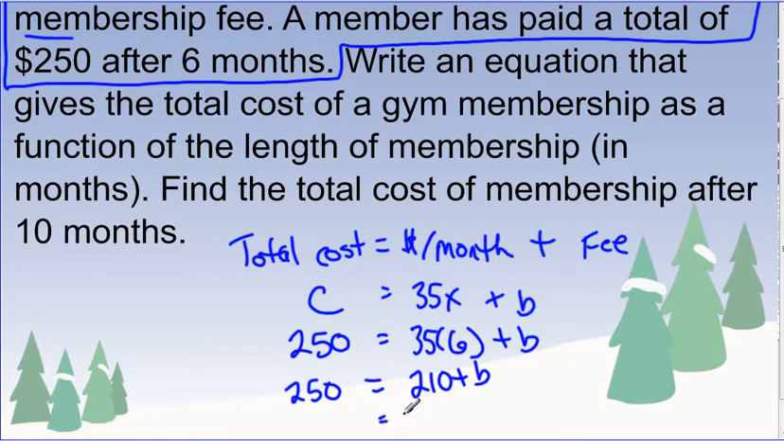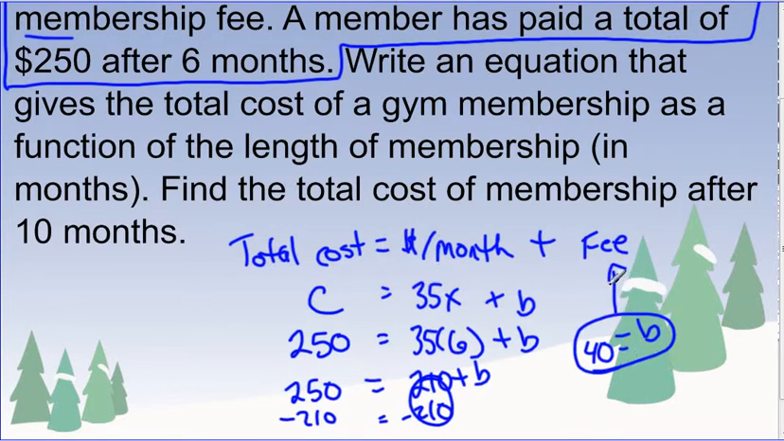We need to subtract 210 on both sides to solve for the variable. These cancel. This gives us a b value of 40. So now we know the cost per month, which is $35. We know the initial fee, which is $40. So we can write the equation of the cost of this gym. So we have the total cost equals $35 a month plus a $40 membership fee.